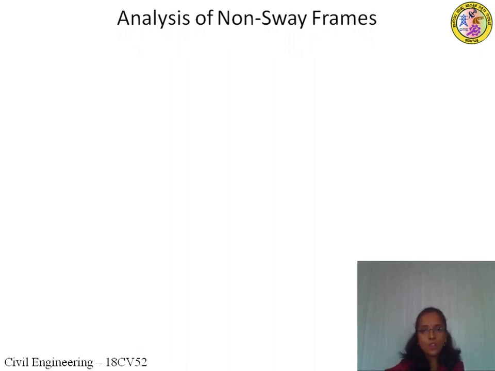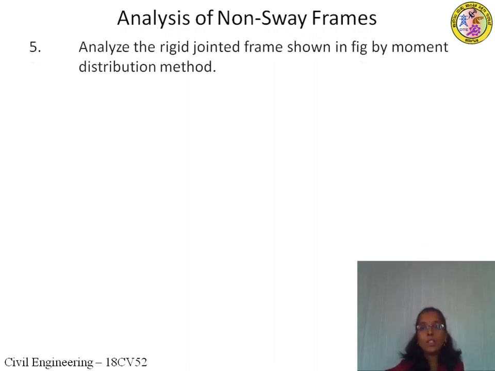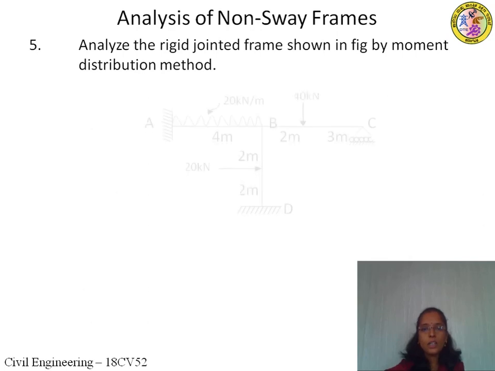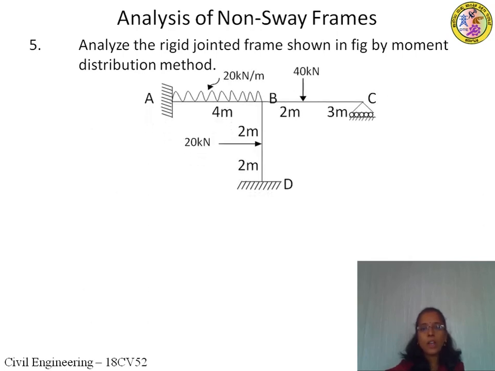In this session we are going to analyze non-sway frames. So let us take up a non-sway frame as shown in the figure ABCD. Okay, so ABCD is a non-sway frame. Why is it a non-sway frame? Because we have a support at the beam level, therefore the frame will be a non-sway frame. Okay, so as usual the first step is to find the distribution factors, to find the fixed moments.